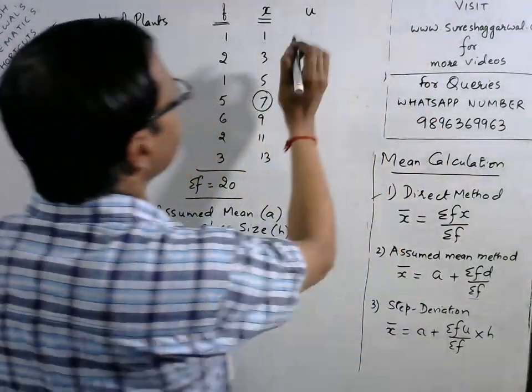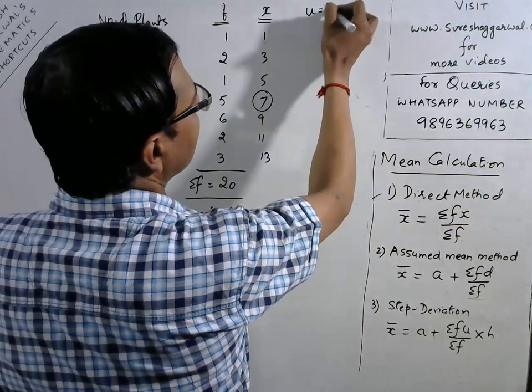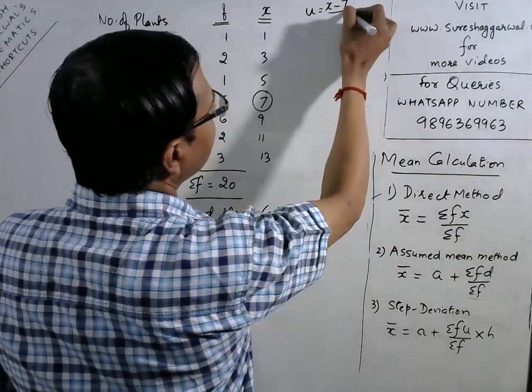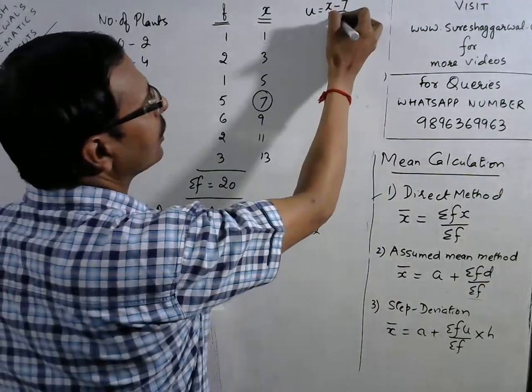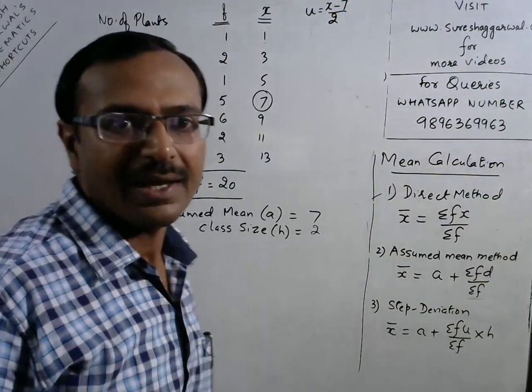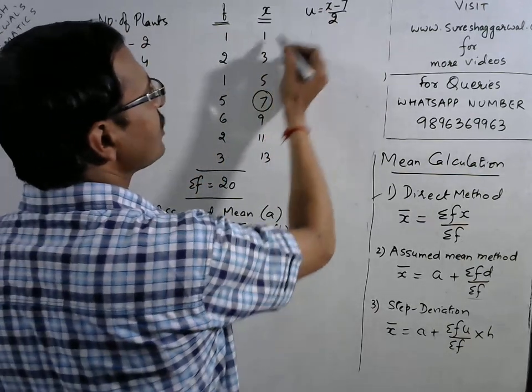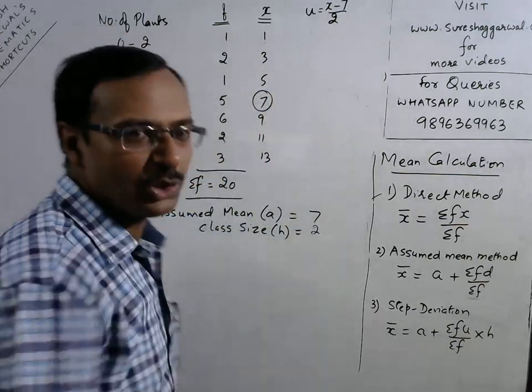So u is calculated by (x minus a) upon h, where a is 7 and h is 2. Now just carry on putting the values of x here, and you will get the value of u.